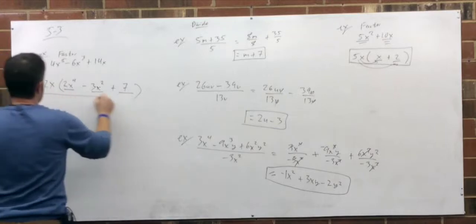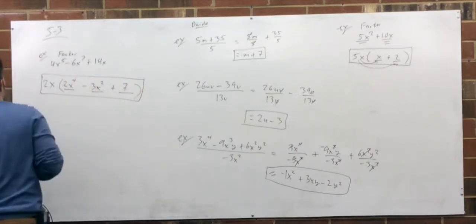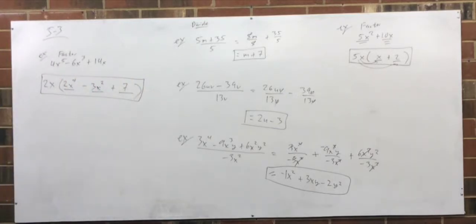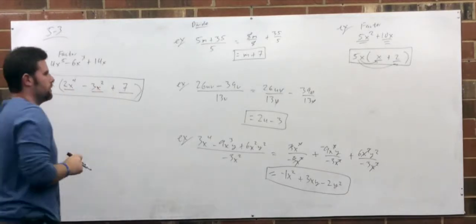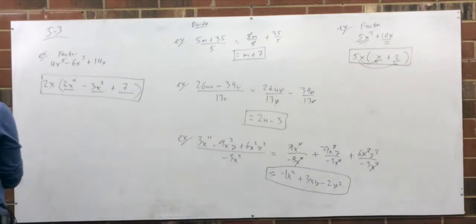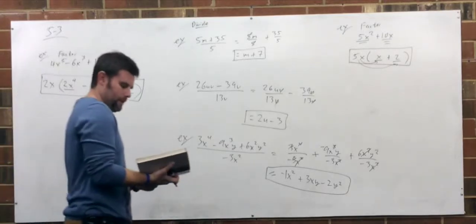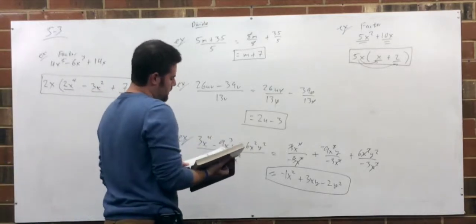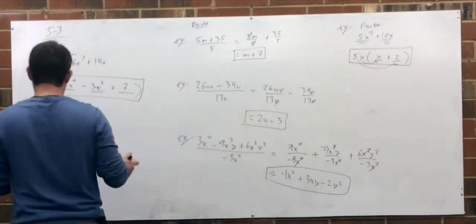So factored form of 4x to the 5th minus 6x cubed plus 14x, we pull out a 2x and it turns into this polynomial here. So it's not too crazy. Let's do one more example and that will wrap up this lesson.